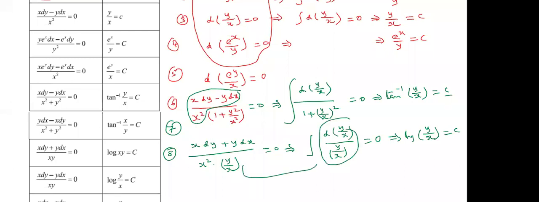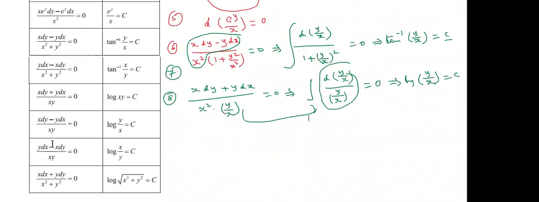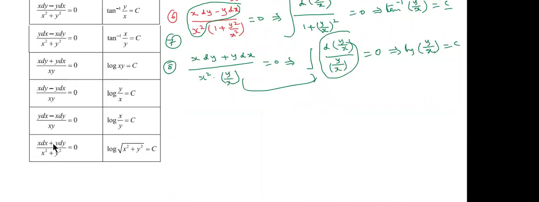How we are writing this? Okay. Similarly, the ninth one also. The ninth one, how to write, students? Same like that only, but derivative of x by y divided by x by y is equal to 0. Here you will get the answer logarithm of x by y is equal to c. Now, the ninth one is completed. See this?